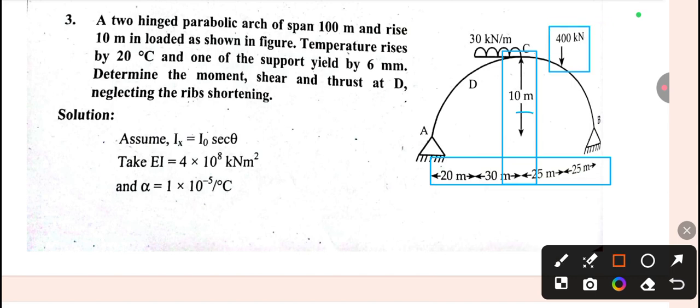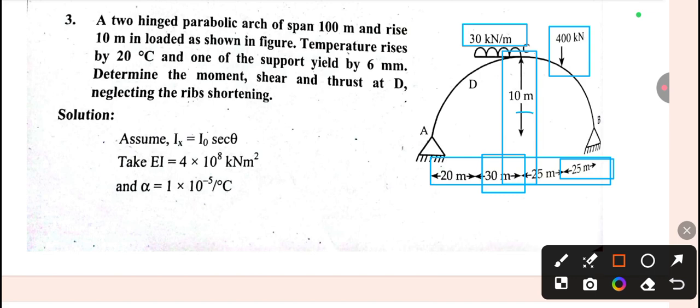One point load acts at a distance of 25 meter from the right side. And there is also a UDL of 30 kilonewton per meter acting on this arch from C to D, that is from the center of the crown to point D, over a distance of 30 meter. So these values are given in the question.